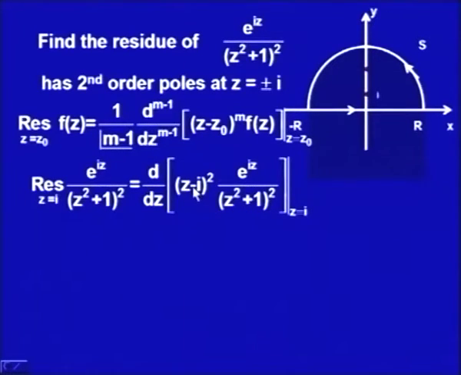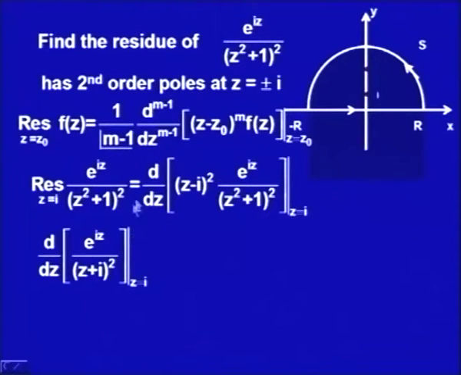So, (z - i)² and (z - i)² would cancel out. What we are left with is d/dz, the derivative with respect to z of the function e^(iz)/(z + i)², evaluated at z = i. So, let us find its derivative, not a very difficult function.